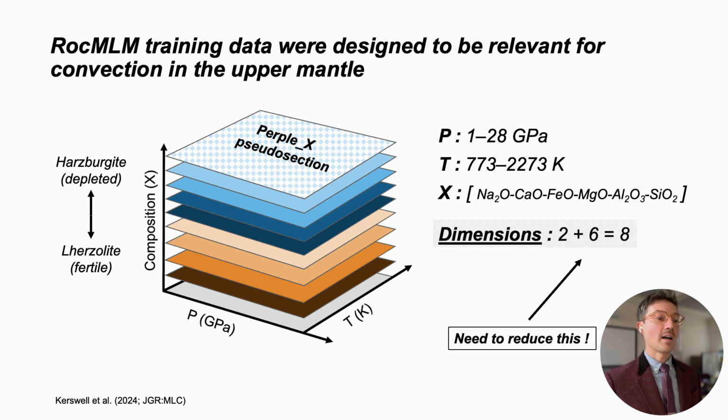Our training dataset therefore has 8 dimensions or 8 degrees of freedom in total, 2 for pressure and temperature and 6 for the major oxide components of a rock's composition. Now, ideally, we would like to reduce this to just 3 dimensions such that a rock's composition could be represented by a single scalar value. This is important for 2 reasons. First, it makes training the machine learning models easier, but also because geodynamic models typically don't track a range of major oxide components, but could potentially track a single scalar value that represents a rock's bulk composition.